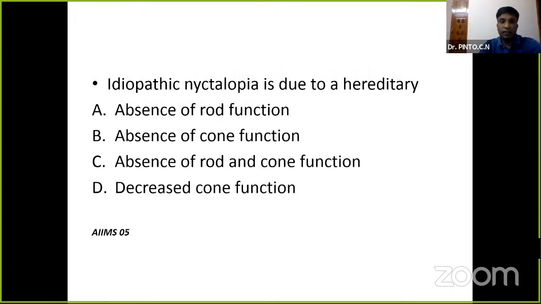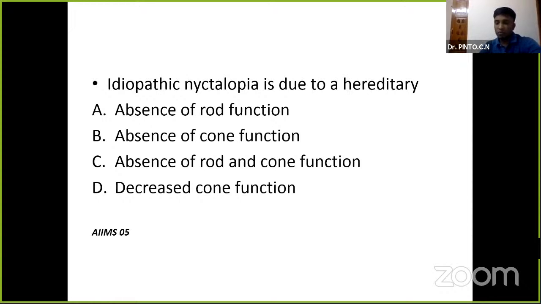Idiopathic nyctalopia is due to hereditary, and the cause is: absence of rod function, absence of cone function, absence of rod and cone function, or decreased cone function. Again, this is based on your common sense. Okay, what is the answer here?